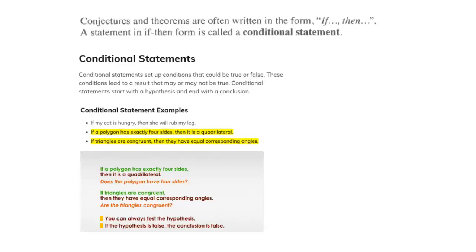So these are those statements when they are written in an if-then. Okay, so this is important. All conjectures and theorems are often written in an if-then statement. So it forms that conditional statement. Think of your if as kind of your hypothesis, right? And then the then is your conclusion, right?